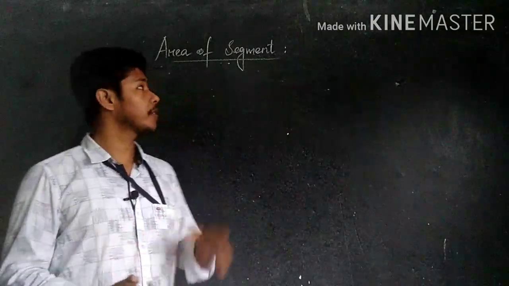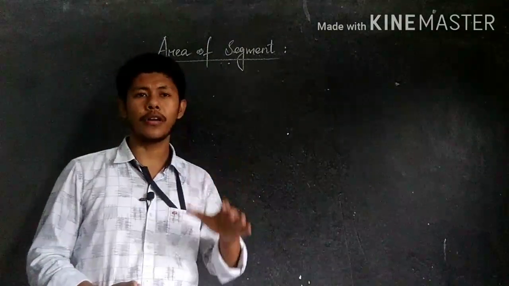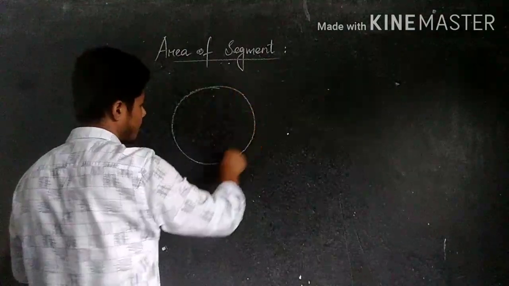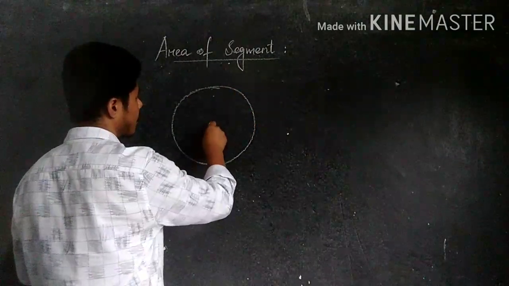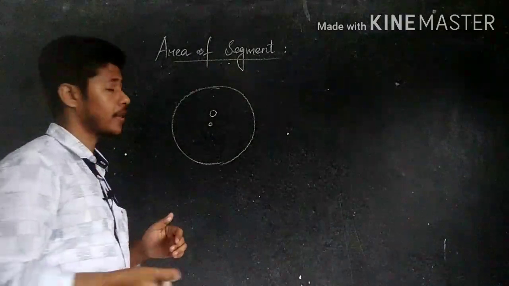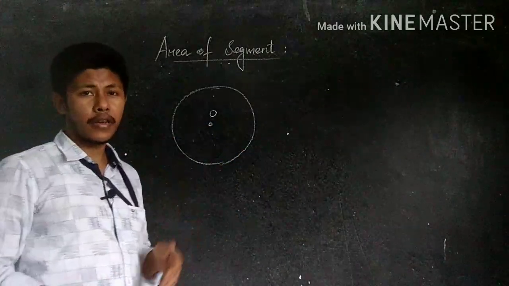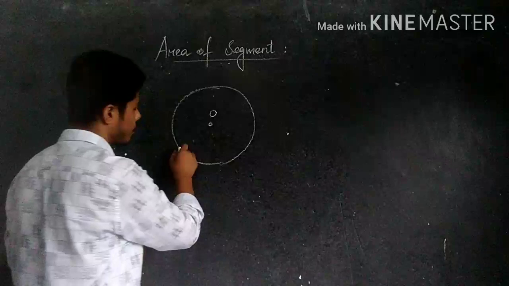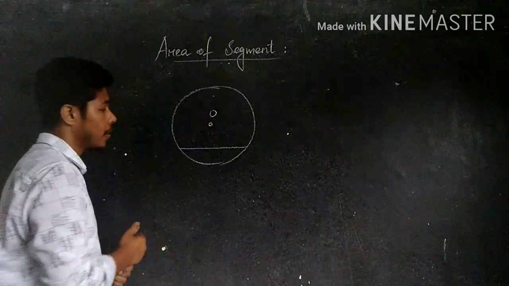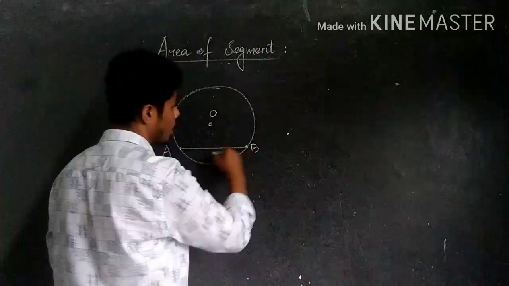Now the next one is area of segment. After we discuss the sector part, next is segment. Again, we have to consider a circle with center O. In the earlier case, when we found the sector, we drew the radius from the center, is it not? But in case of a segment, we have to draw a chord, and the longest chord is the one passing through the center. Here we consider a chord, suppose this chord is AB.